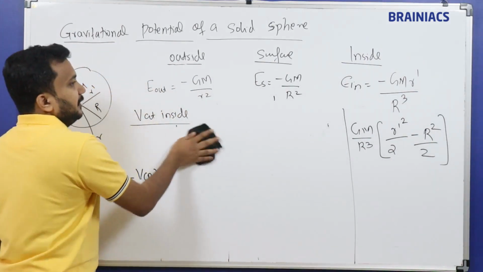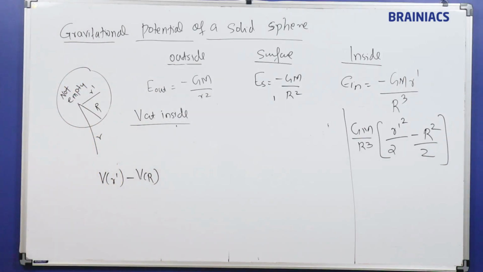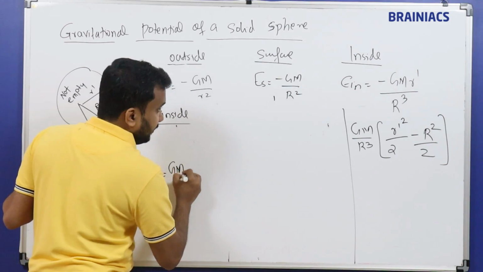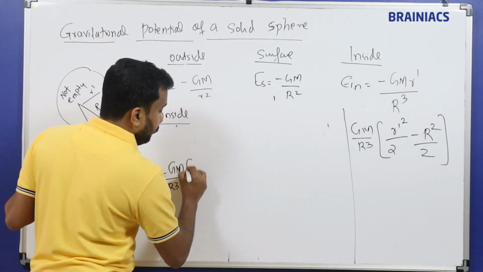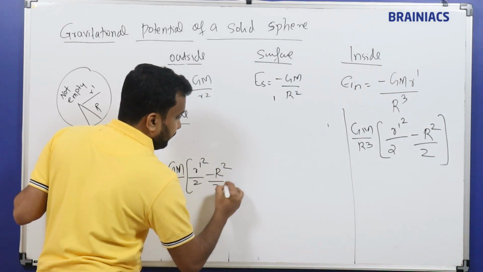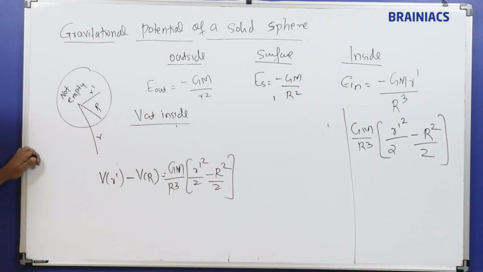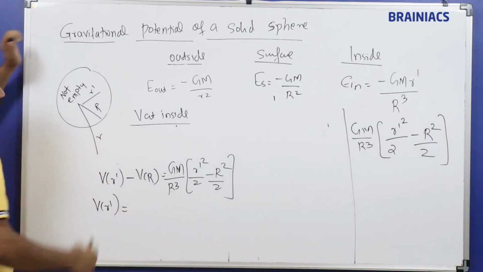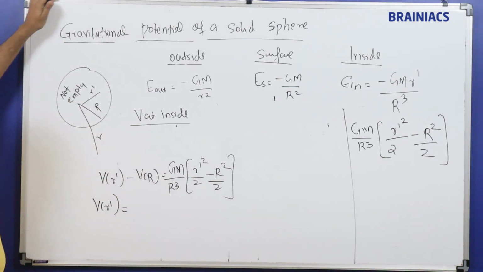Okay, so I'll keep those equations over here. So what is my equation? Finally I got GM divided by R cube into R dash square by 2 minus R square divided by 2. This is what I got. I need to find out V of r dash. V of r dash means V of r is taken to the right hand side.